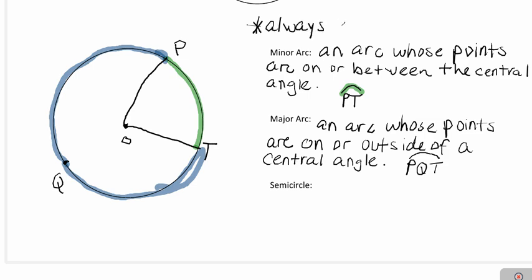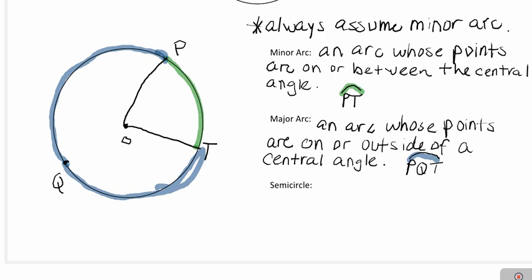So I'm just going to make a note up here. Always assume the minor arc. So if it gives you 2 letters, you always assume the minor arc. So when we're talking about major arcs, usually we use that 3rd letter, and you always have to go in the order of the letters. So you would go from point P to point Q and then point T, and that's how we know that that's a major arc. So I'm going to highlight that in blue so we remember that's our major arc.